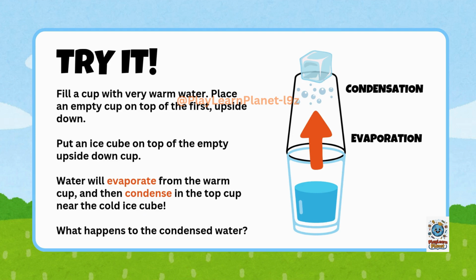Try it. Fill a cup with very warm water. Place an empty cup on top of the first, upside down. Put an ice cube on top of the empty upside down cup. Water will evaporate from the warm cup, and then condense in the top cup near the cold ice cube. What happens to the condensed water?